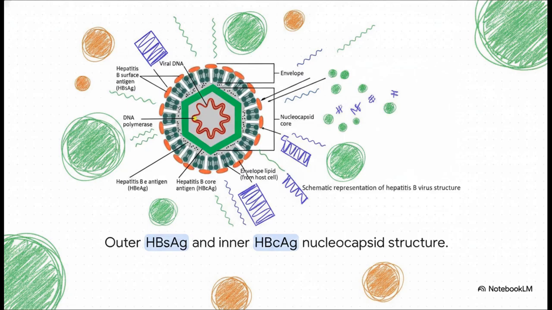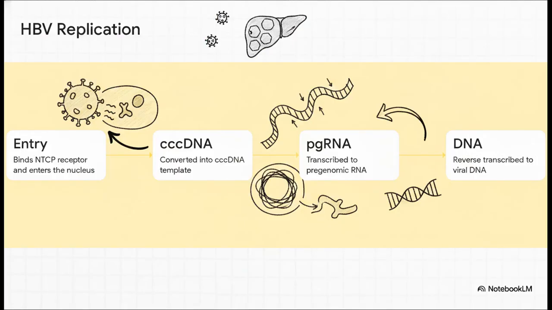Understanding this architecture is totally non-negotiable. Each of these specific antigens and their corresponding host antibodies form the very foundation of the hepatitis B serology panels you'll be interpreting every single day on the wards. Now, its replication cycle is highly unique. Even though it's a DNA virus, it actually replicates via reverse transcription. It traverses from DNA to RNA and then back to DNA.